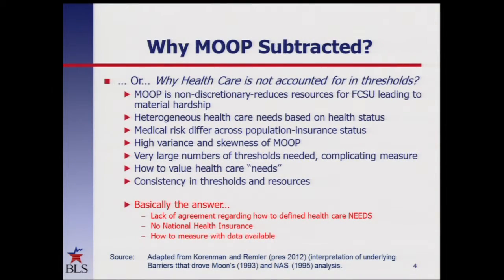All right, so why is it subtraction? MOOP is non-discretionary, it reduces those resources. Again, in my understanding, it's treated like a tax. Say, oh, we've got heterogeneity in health care needs. Well, we have heterogeneity in taxes. All right, medical risk. Now that is a real concern: medical risk in terms of health insurance, medical risk in terms of your health status. And if we included this in thresholds, we'd have thousands and thousands of thresholds.